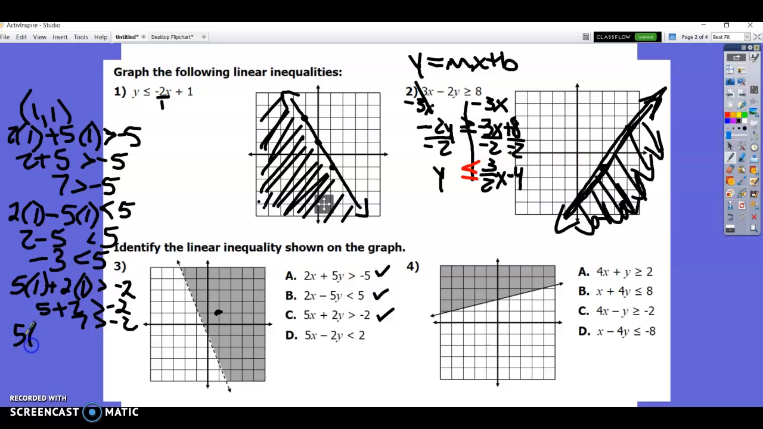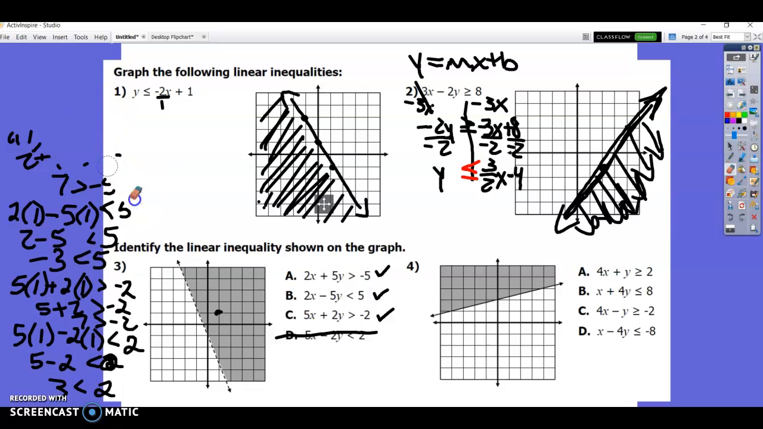All right, the last one, 5 times 1 minus 2 times 1, and then is that less than 2? So 5 minus 2. 5 minus 2 is 3. 3 is not less than 2. That is not true, so this one cannot work. All right, so we eliminated one choice there. So let me erase this, and we'll pick another point.